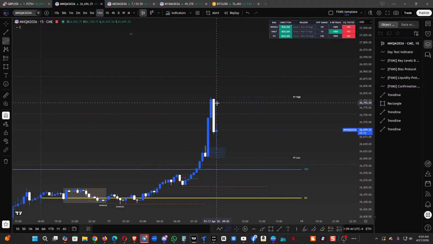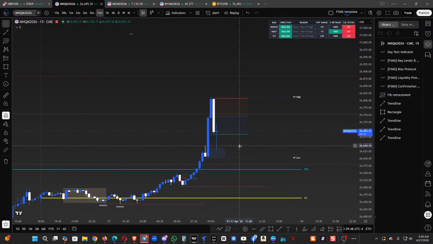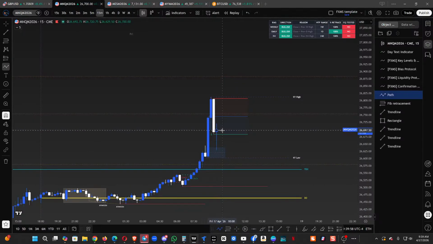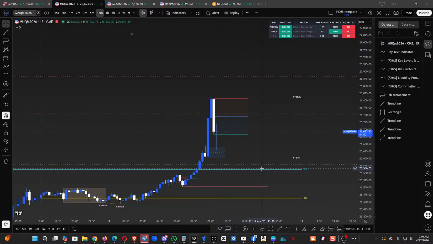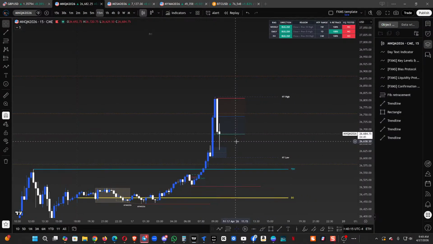We're going to use the fib tool here, right? If we get this nice little high level here and we're looking for price to reverse, then we're going to look for something like this where we see price open, manipulate to the 50% to the order block, right? Take out this high, stay under this level here, and then continue lower. Then we'll see if we can get down to that New York low.